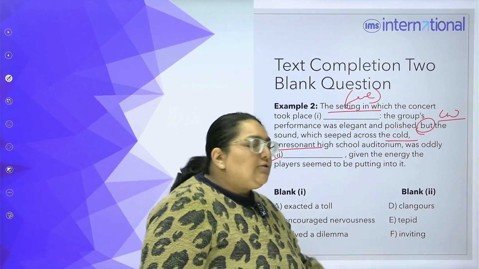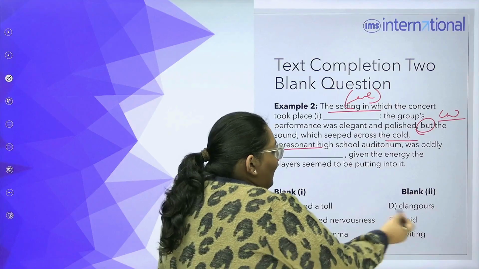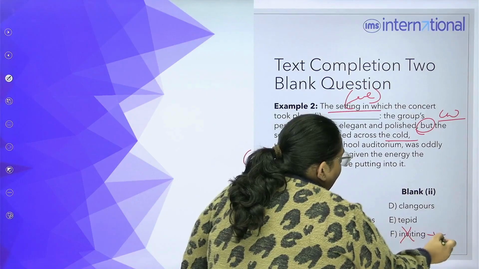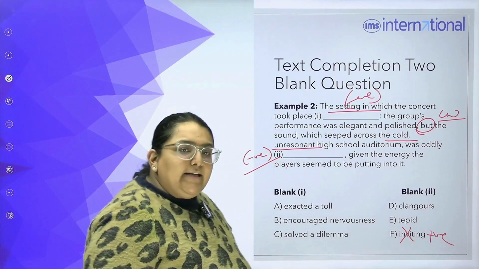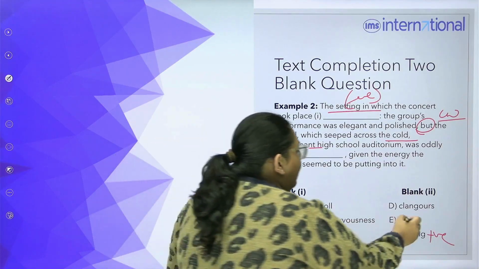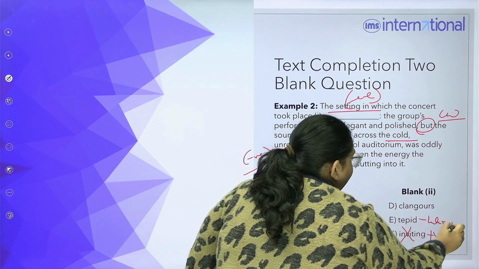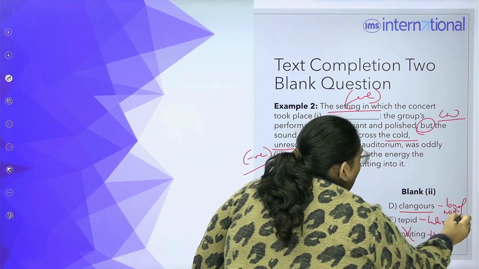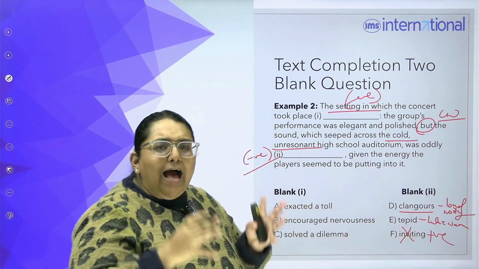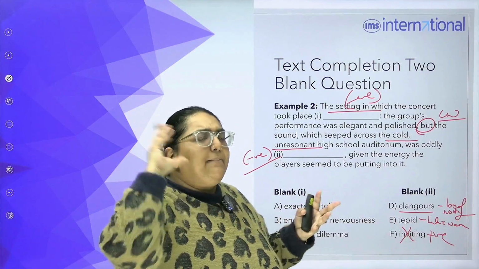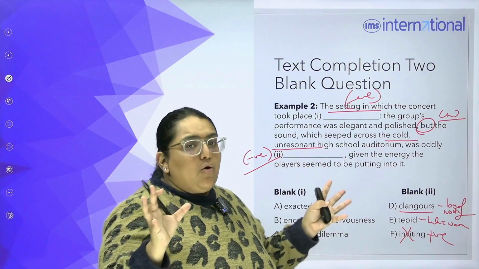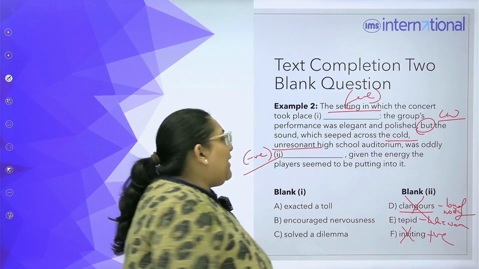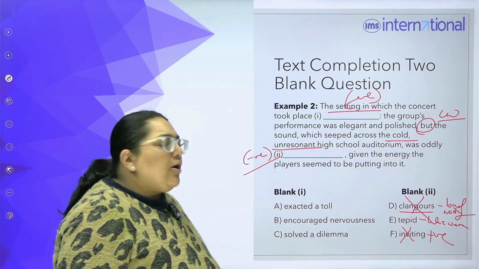Let's have a look at the options for the second blank first. Clangorous, okay. Tepid and inviting. Inviting is definitely positive. We can eliminate inviting. Tepid, okay. Tepid means lukewarm and clangorous means very loud and noisy sounds. So loud and noisy sounds which are generally made by bells. That is a clangorous sound. So clangorous, again, we already know that the environment was very cold and unresonant. So clangorous will not work here.